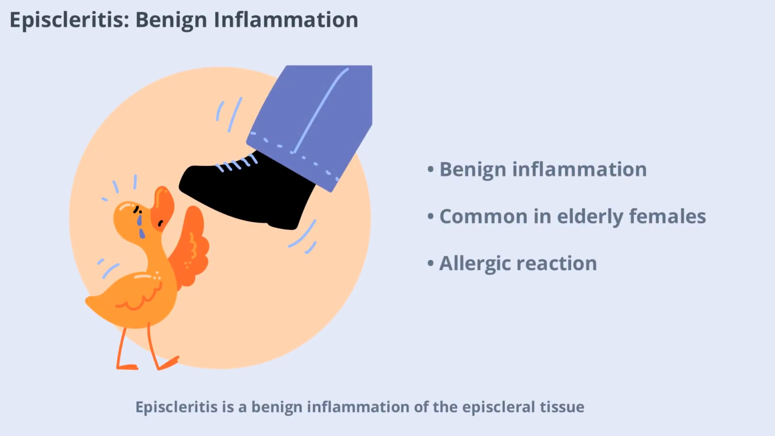Episcleritis is a benign inflammation of the episcleral tissue, often seen in elderly female patients. It is usually an allergic reaction to endogenous proteins or toxins, such as those from tuberculosis or streptococcal infections. Episcleritis typically presents with pain, tenderness, and discomfort, but is generally self-limiting and non-destructive.